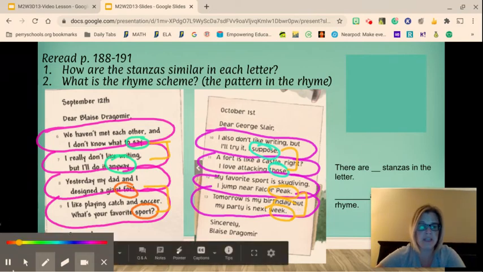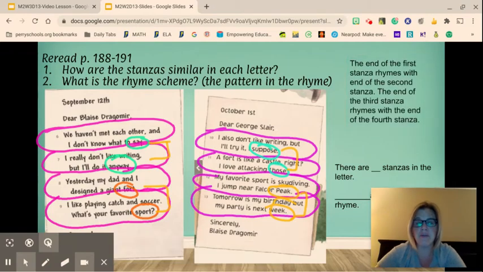So when I'm looking at these poems and I'm saying how they are similar, I know the end of the first stanza rhymes with the end of the second stanza. The end of the third stanza rhymes with the end of the fourth stanza. So these are very similar.